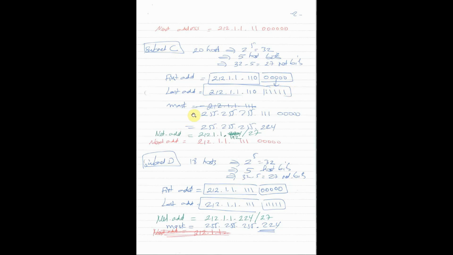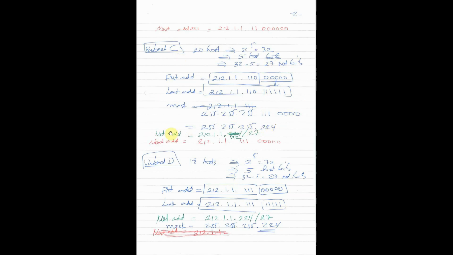As usual, we need to get the mask. It's a very easy task: 27 ones followed by 5 zeros, or its decimal equivalent. So 27 ones has 24 ones already, so 255.255.255, and then we need 3 more to make 27. So we continue in binary, 1, 1, 1, and then 5 zeros at the end. We just need to convert this number into decimal, which is 224. So this is the subnet mask which implements Subnet C.